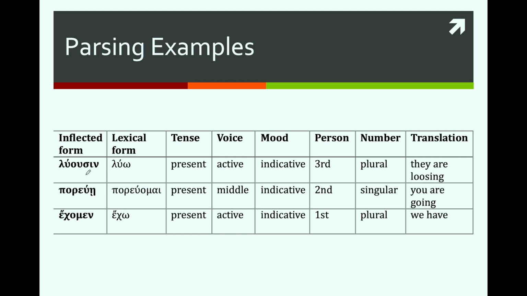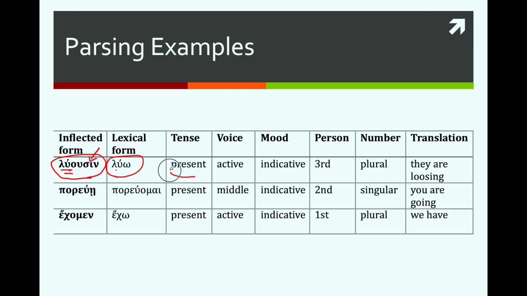So here are some examples. Luousin. Okay, luousin. What's its lexical form? It's the first person singular present indicative form. It's luo. So what's going on here? What set of endings is this? Again, you can cycle in however you want and figure this out. Just because it's patterned this way doesn't mean you need to process the verb in this way.